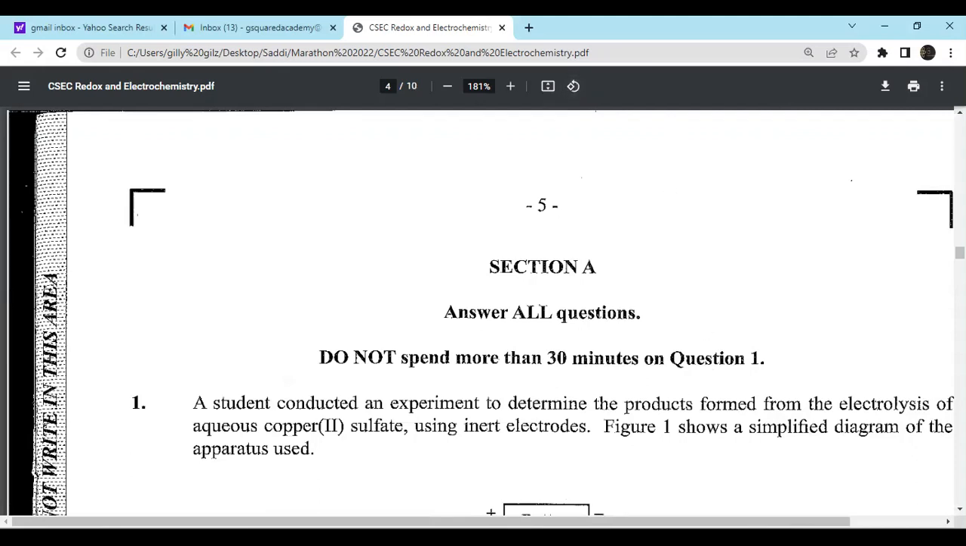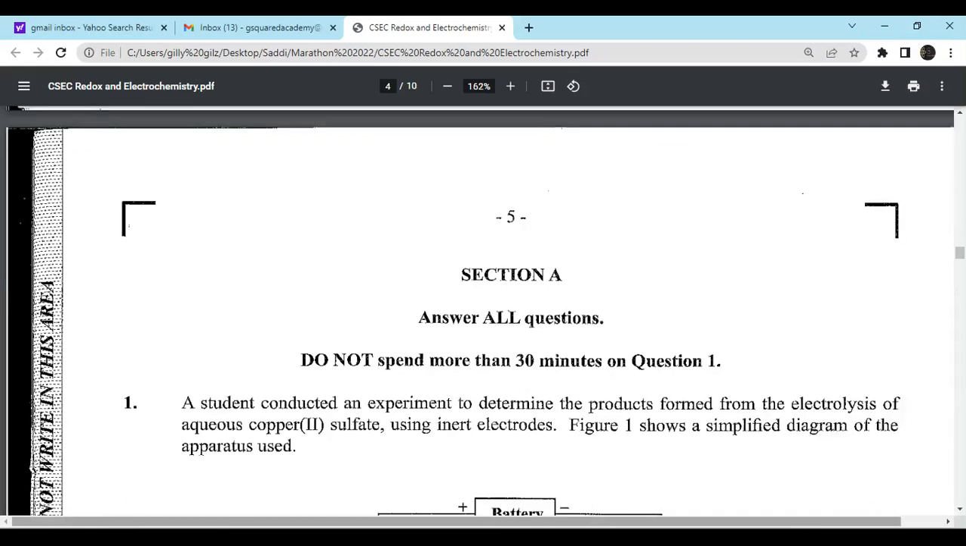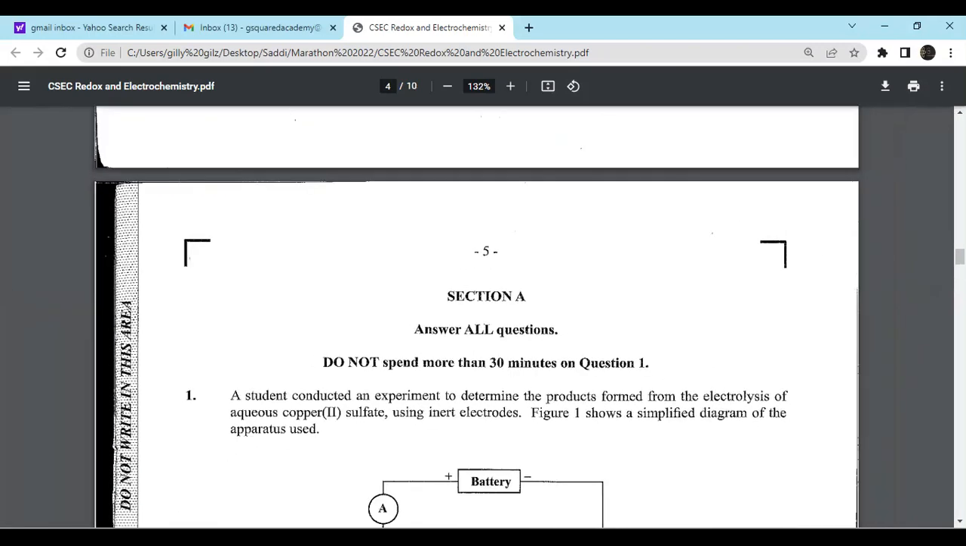Okay. A student conducted an experiment to determine the products formed when aqueous copper sulfate is electrolysed using inert electrodes. Figure 1 shows a simplified diagram of that.